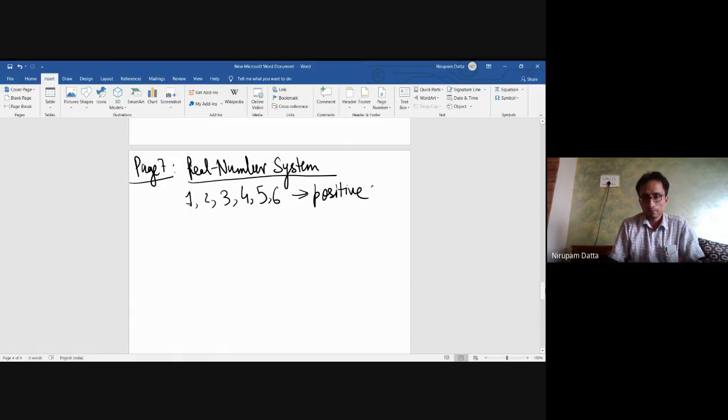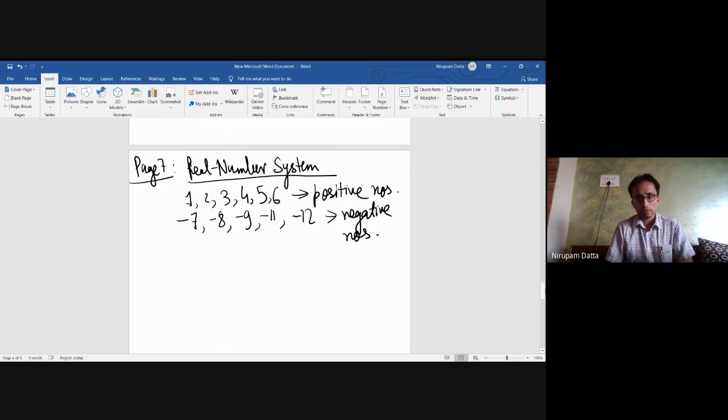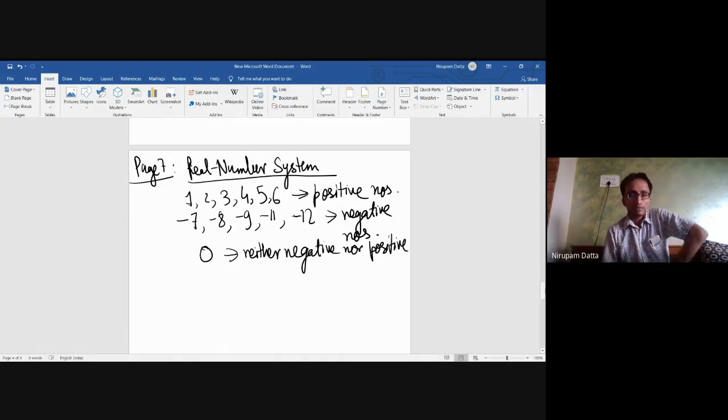Then -7, -8, -9, -11, -12. What are these? Negative numbers. In addition to this, we also use another number which is 0. It is neither negative nor positive. It is just 0. So it's a unique thing.